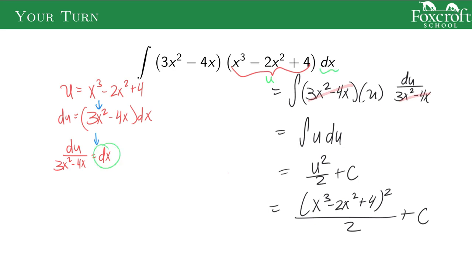In this case, we get a little bit lucky that everything else cancels out, and the only thing left is u. We do our reverse power rule. U to the first becomes u squared over 2. And then we remember u is actually up here. So we replace u with x cubed minus 2x squared plus 4 for our final answer.